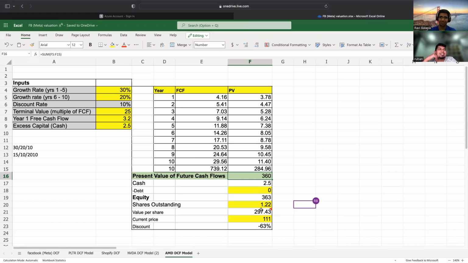Which is crazy, because the current share price is around $110, so we are getting this at a discount of 63%. Based on the DCF we have done so far, this is one of the most undervalued stocks. We did this for Facebook and a few other companies. This is the most undervalued company for this decent growth rate.